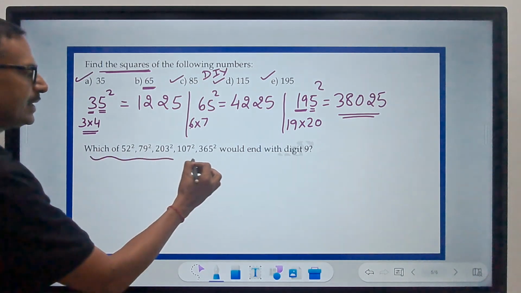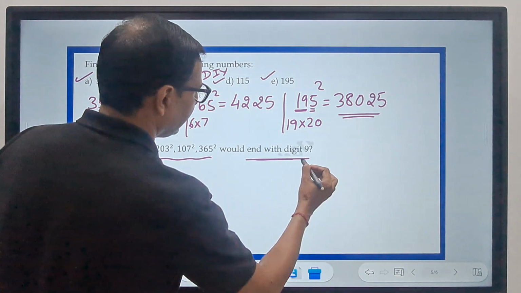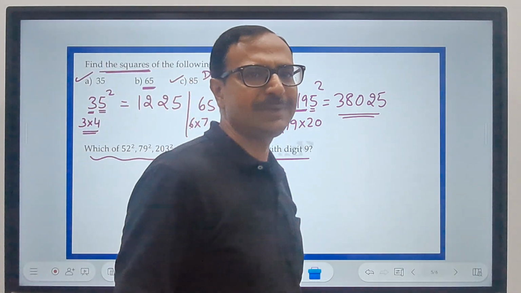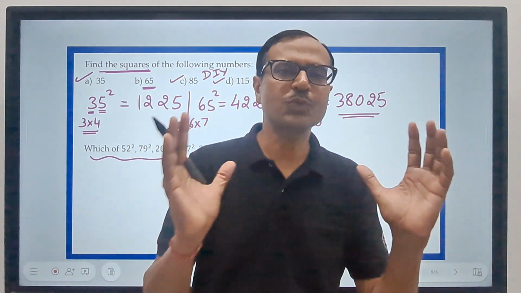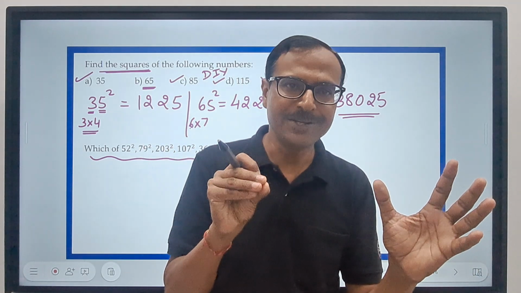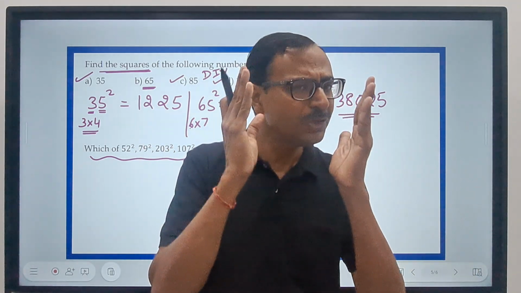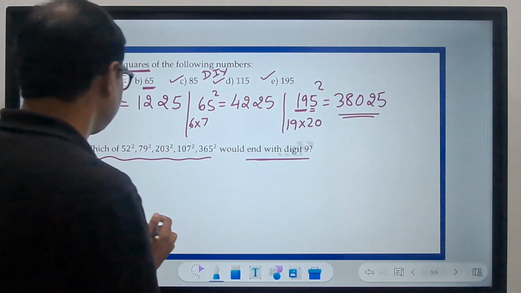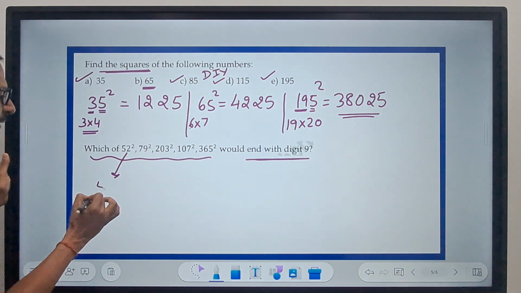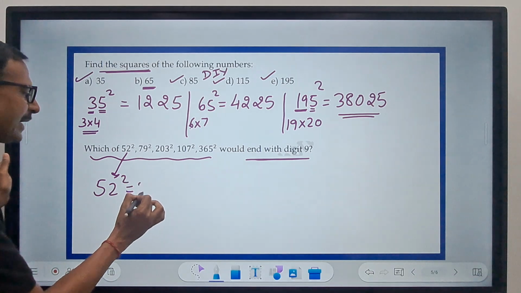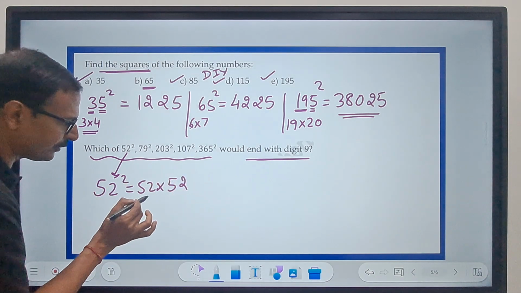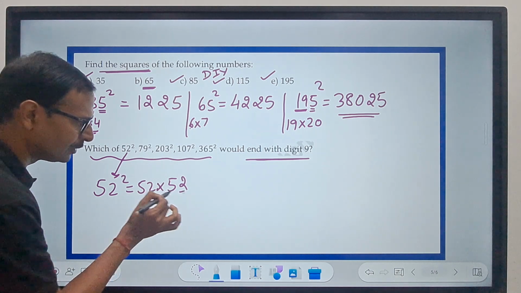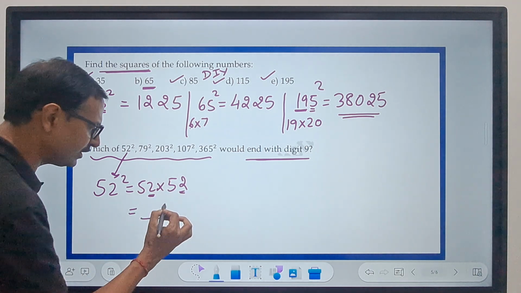Which of these squares would end with digit 9? Now it's a basic concept, very basic concept. So you don't have to square the entire number to find the unit digit. You just have to square the unit digit only. Like we have a 52 square. So 52 square is practically 52 into 52. Now don't multiply 52 and 52, just multiply 2 and 2. So your answer is going to end with 4.